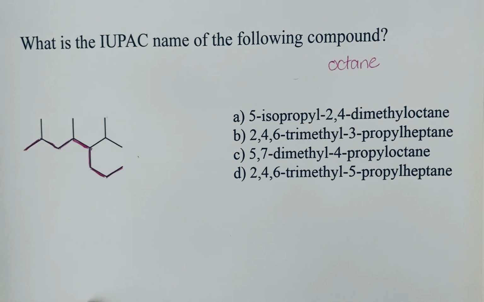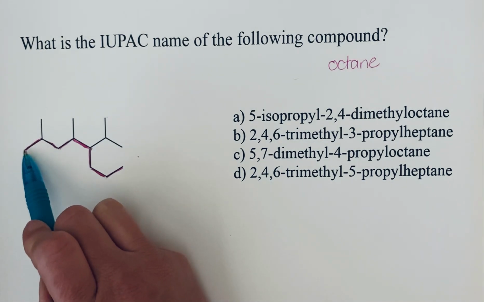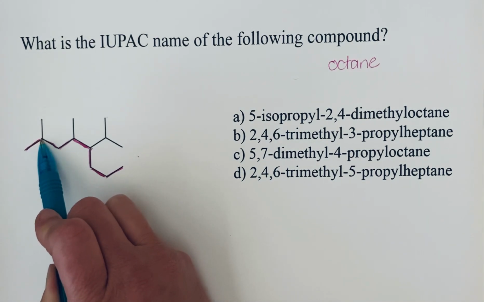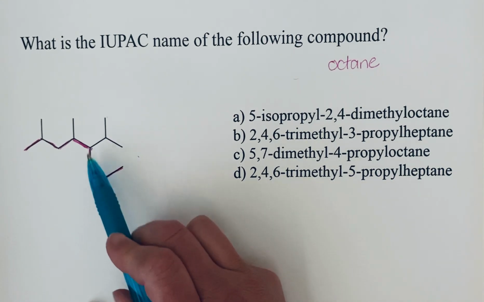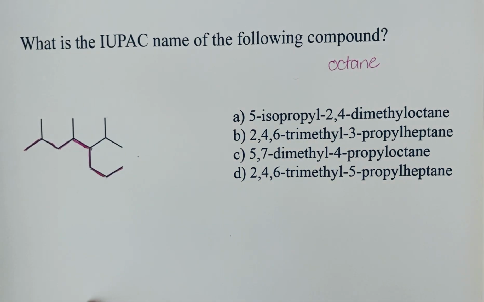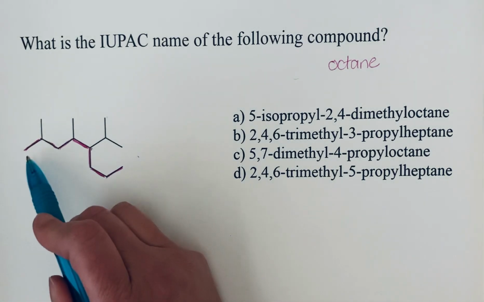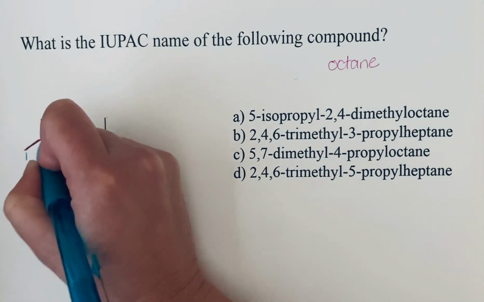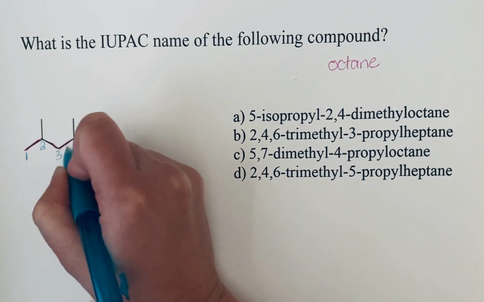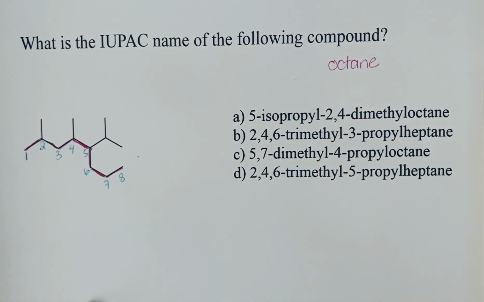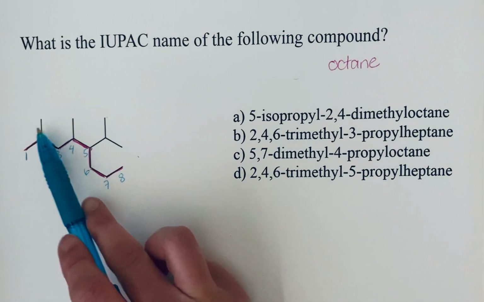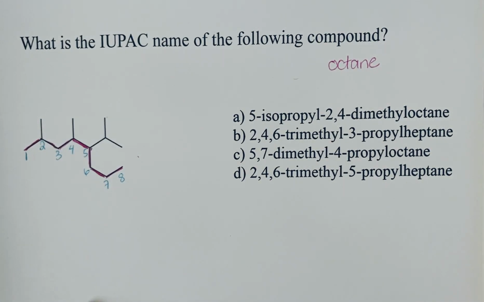Our next step is to decide which direction to number our chain from. So if we number our chain starting here on the left, we would hit our first substituent at carbon 2. If we start down here, 1, 2, 3, 4. We want to give our substituents the lowest possible number, so we will start over here at the left. So we will number our chain 1, 2, 3, 4, 5, 6, 7, and 8. And these numbers are what we're going to use to communicate where our substituent groups are attached.